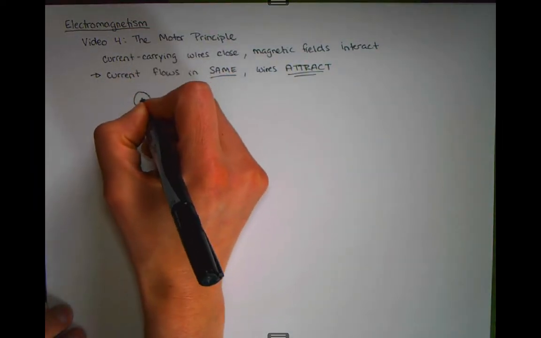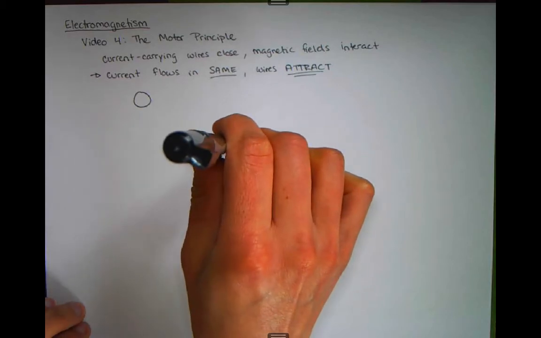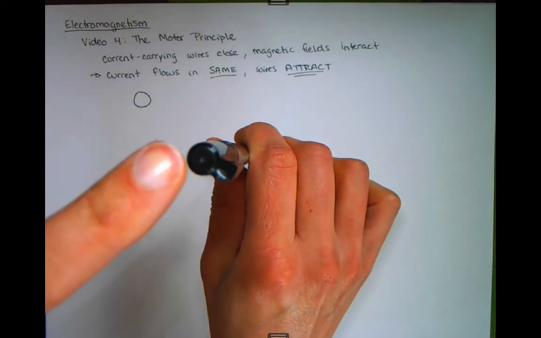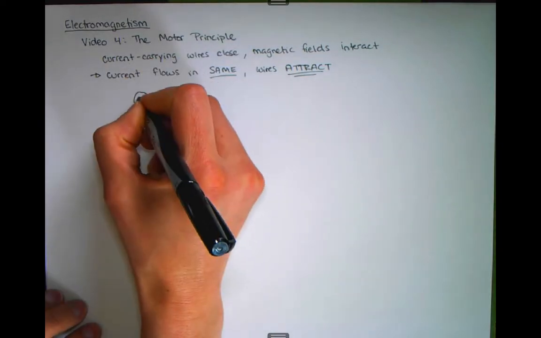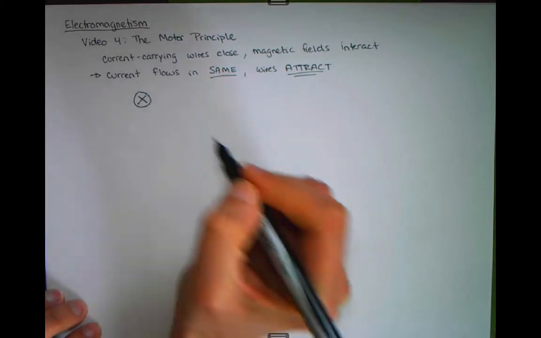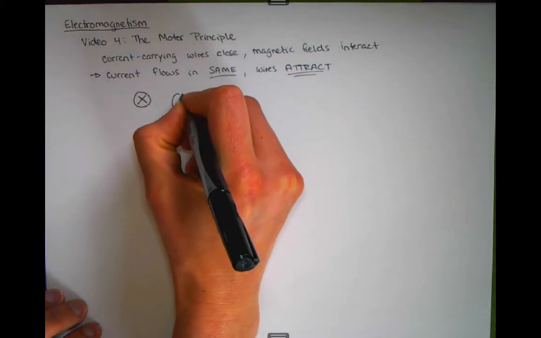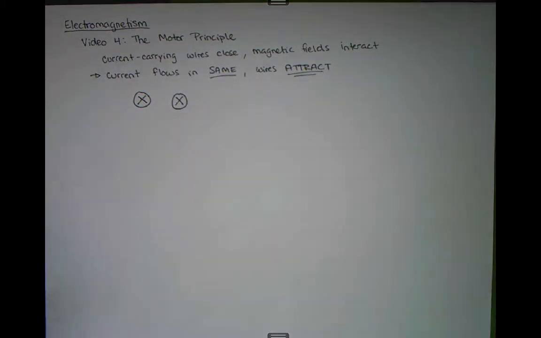So first let's have electrons flow away from us. So again, if I'm looking at my wire like this, electrons are going to go away from me, from the back of the pen down to the tip. So this will be represented by an X. I'm going to have another wire close to it where current is flowing in the same direction. So what I want to do now is analyze the magnetic field around both of these.